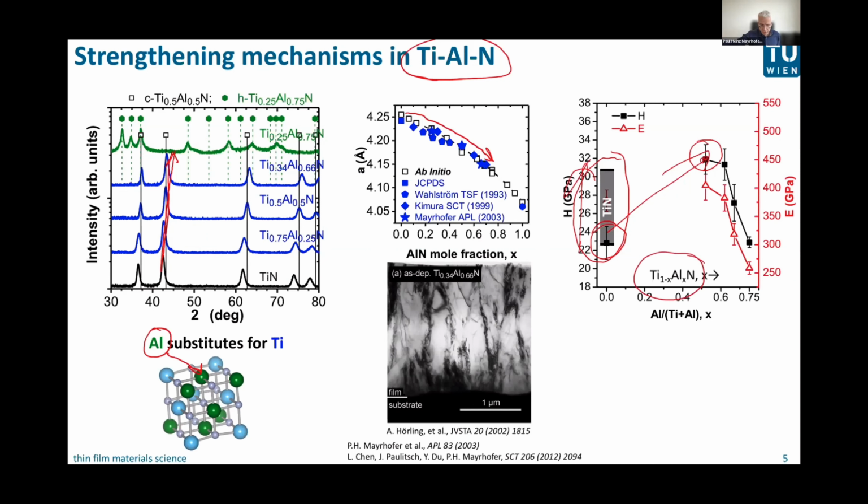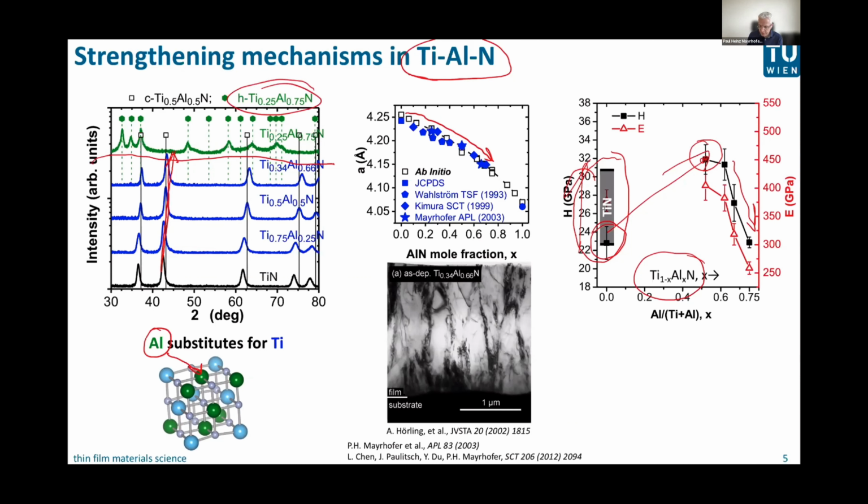If we do that too much, if we add too much aluminum, then hardness declines, because what ends up happening is that we change the crystal structure. If we overdo it and we pass the maximum solubility for this type of material, then we end up with the hexagonal structure, and that is weaker in this case.